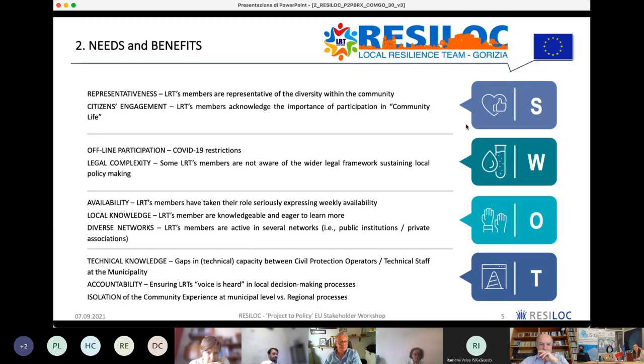Among weaknesses, we have, of course, COVID restrictions that might limit some of our activities, and the legal complexity of the wider legal framework. Among the opportunities, we detected a strong availability and desire of the LRT members to participate and to learn from this experience, and the fact that they're active in several networks. And finally, among the threats, one could be accountability. We need to make sure that the LRT's voice is heard in the local decision-making processes, and the fact that we might experience isolation of the community experience versus larger regional processes.